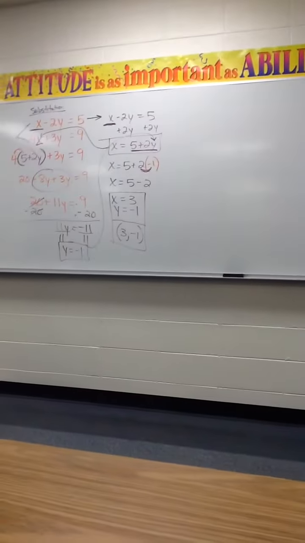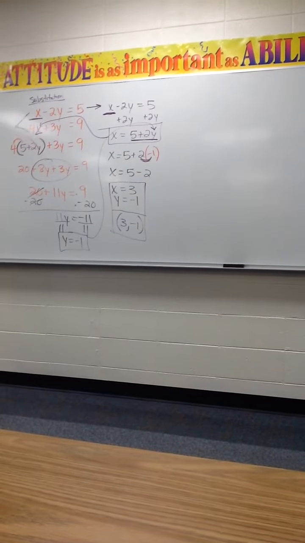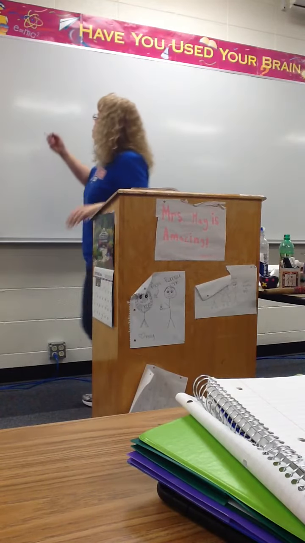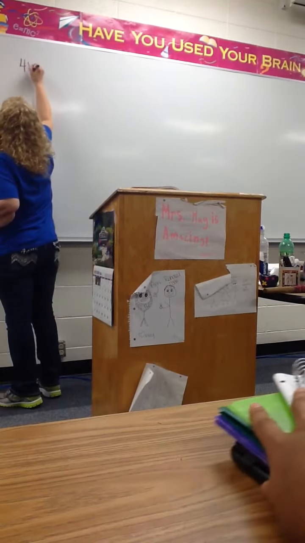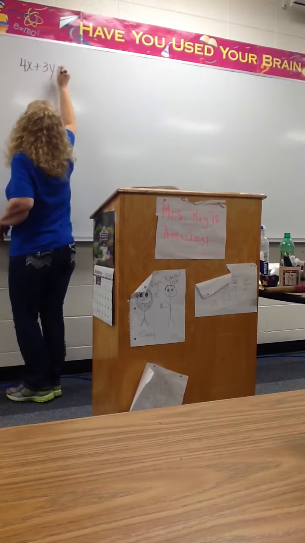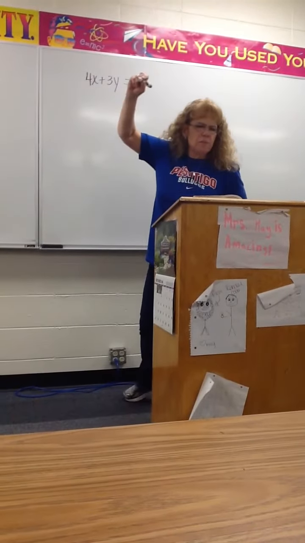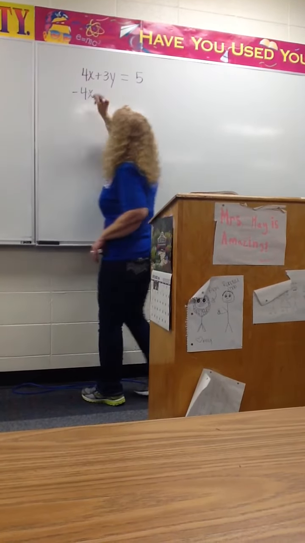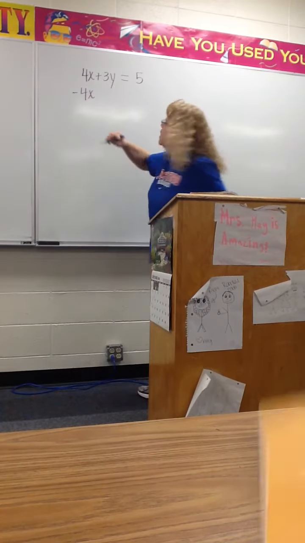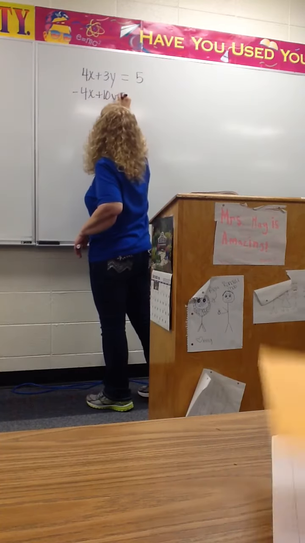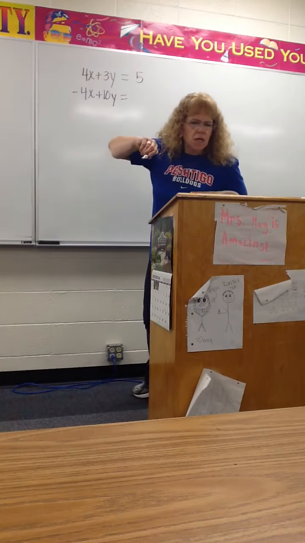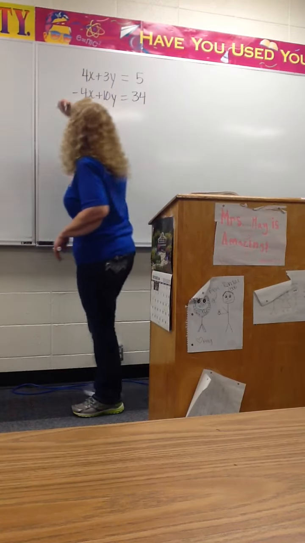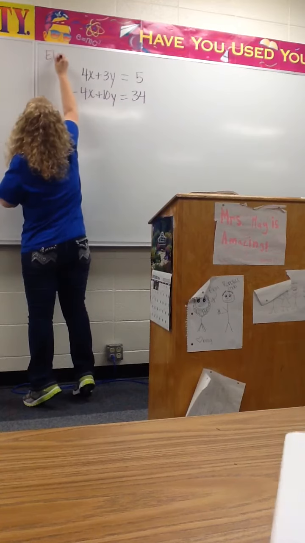There is another way. It's just as easy. It just depends on the situation. I have 4x plus 3y equals 5, this is a made-up one, and I have negative 4x plus 10y equals 34. I hope I have this right. I just made this up. Sometimes that's dangerous.